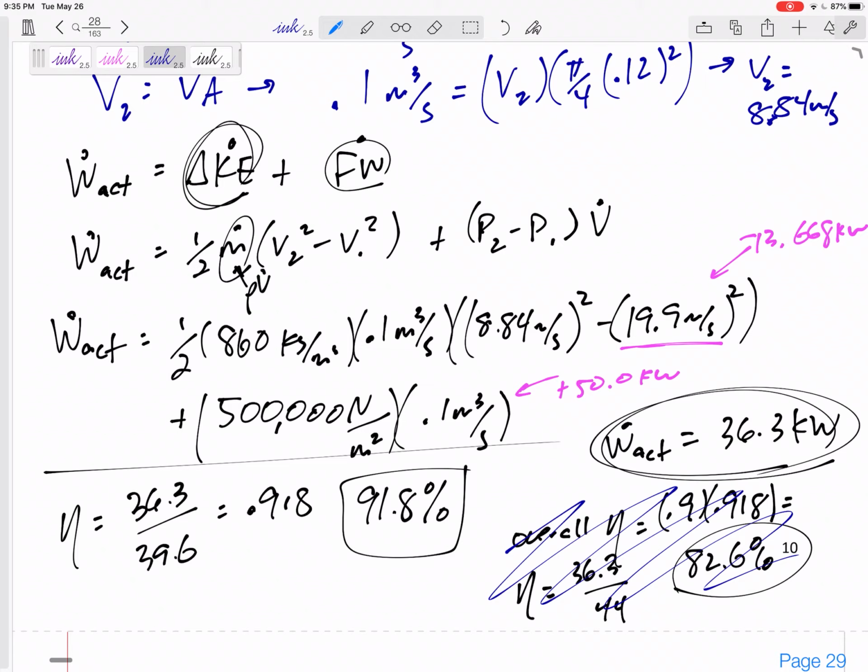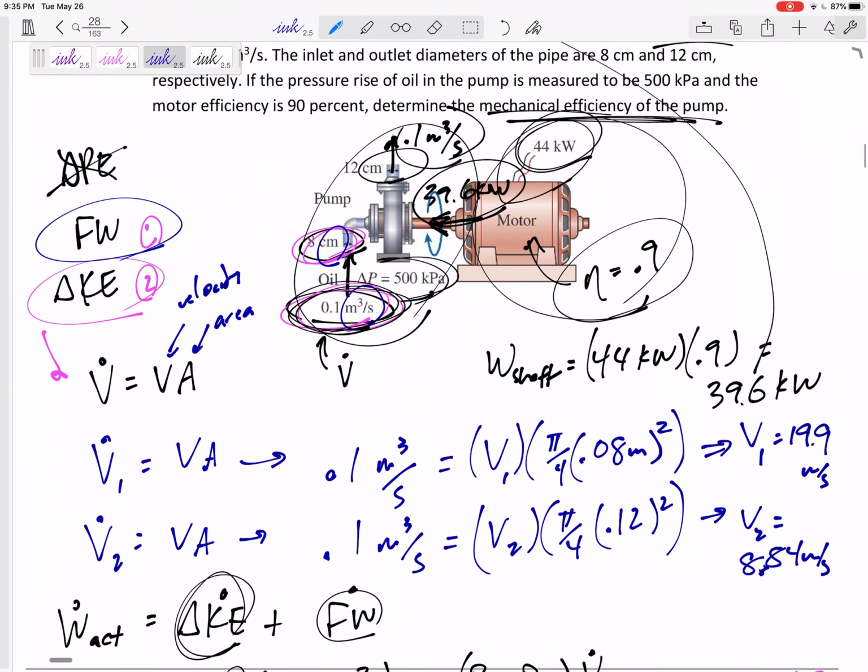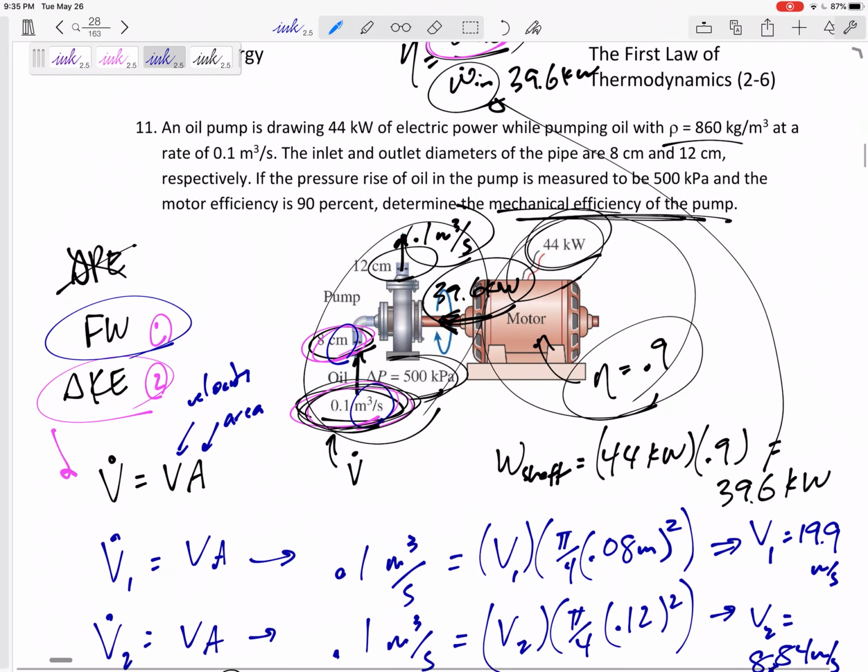All right, let's take a step back and look at what we did. That was a good one. That is a test type problem. So first things first, if you're given the draw of the motor and the efficiency of the motor, go ahead and do a quick multiplication to figure out the work that's going out of the motor into the pump.